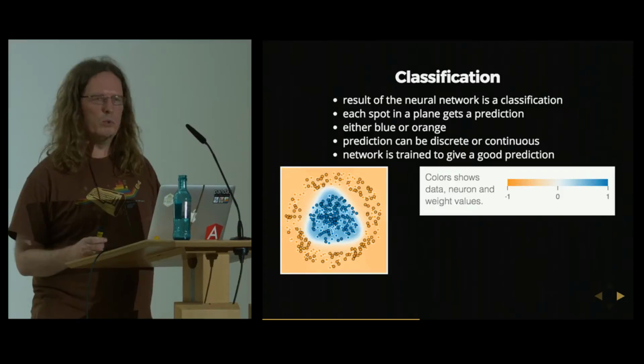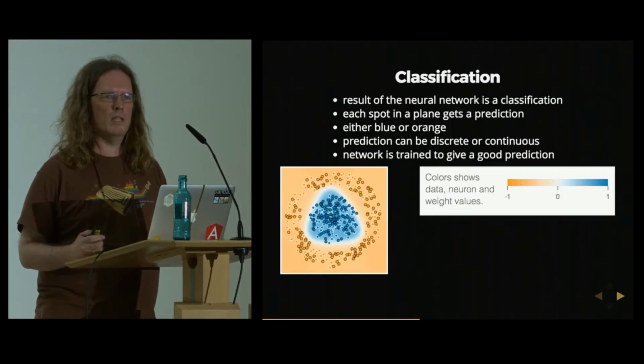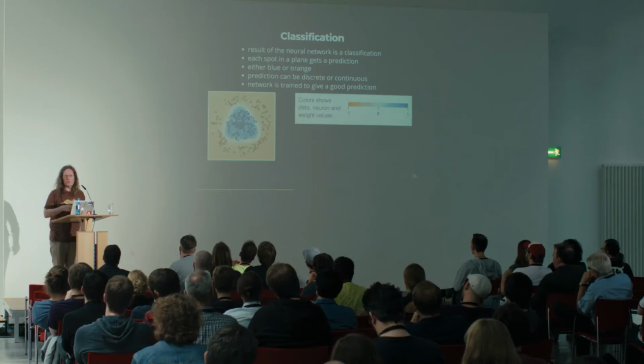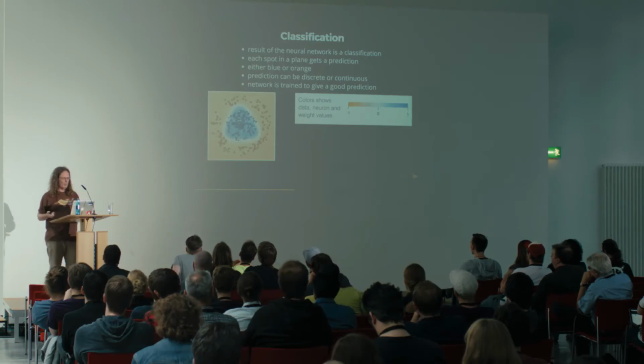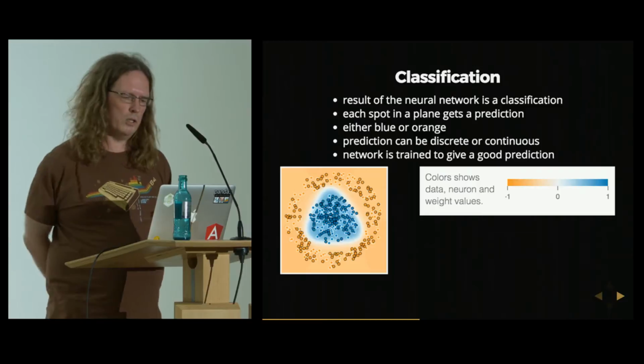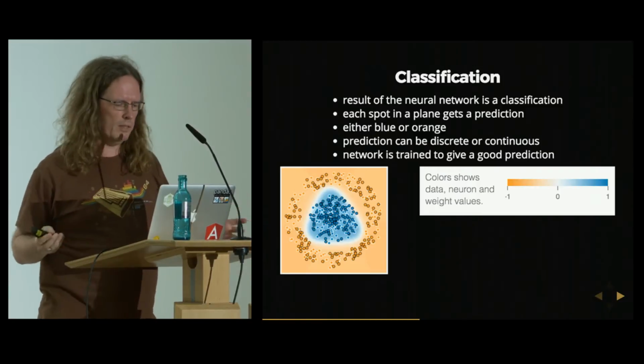So if something is dark blue, it's very likely that it is blue. And if it's in the middle here, that is around 0, so it's very uncertain what it should be. But as I said, the background of the whole thing is actually the result of a learning process, of a prediction. And I'm going into it in a second.